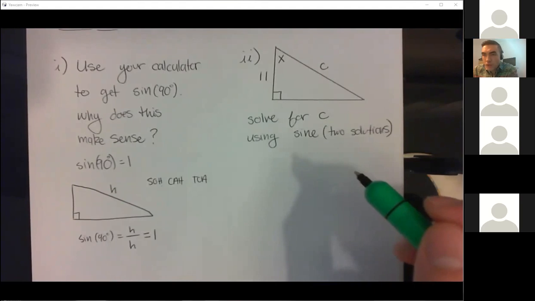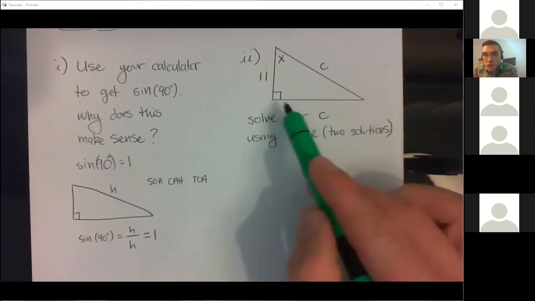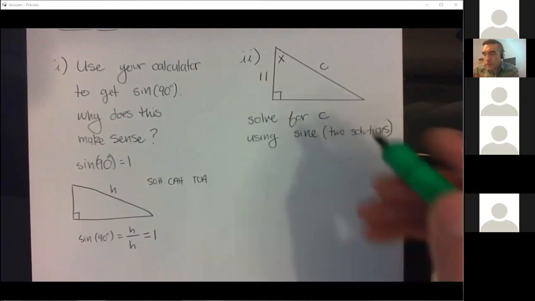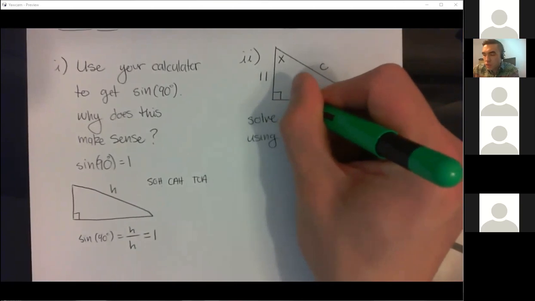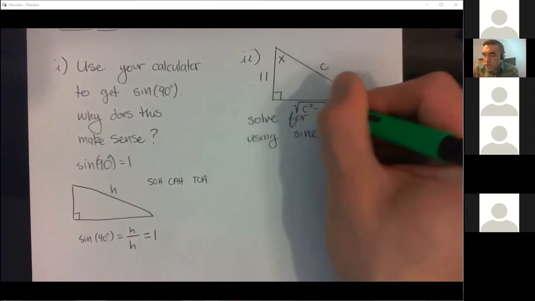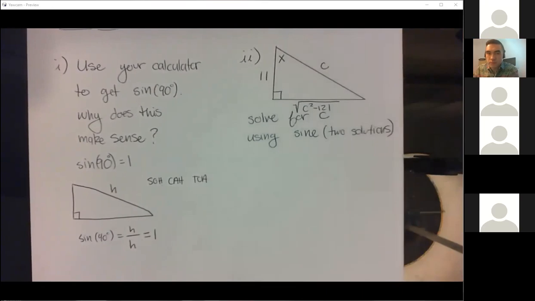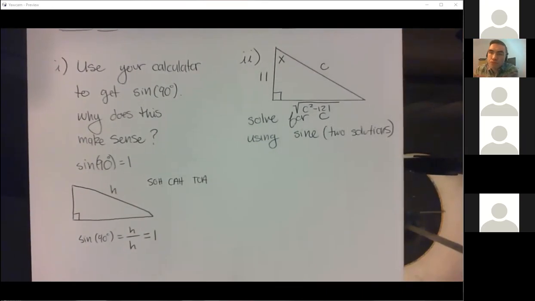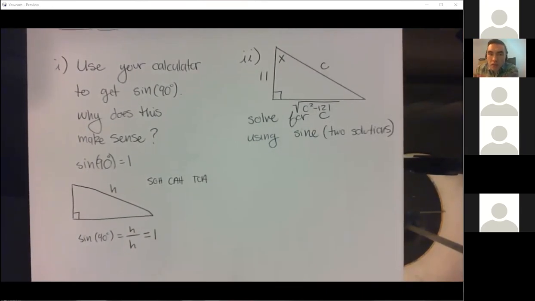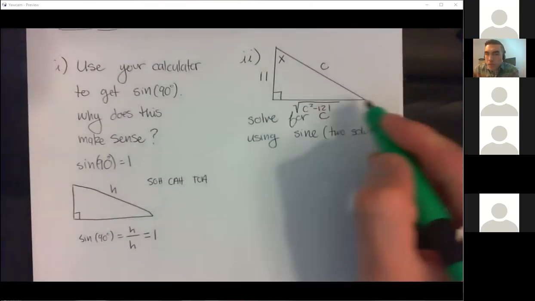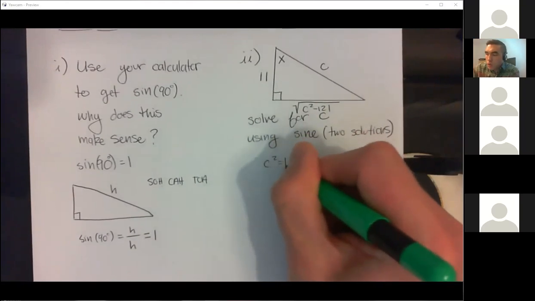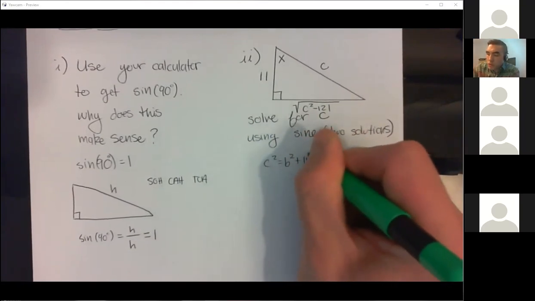And if I were to use the Pythagorean theorem in order to get what this length here has to be, it's going to be equal to the square root of c squared minus 121. Now I did that in my head, but I expect that all of you can figure out where that comes from. Where does that come from? a squared plus b squared equals c squared. Yeah, so if we call this side here b, c squared is equal to b squared plus 11 squared.